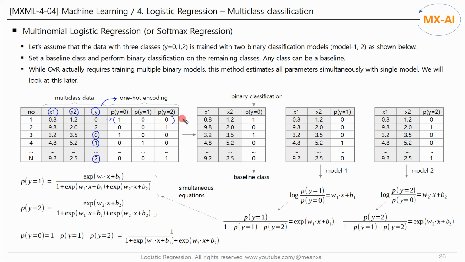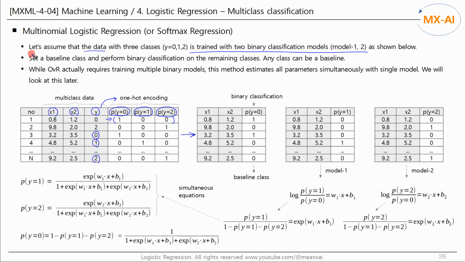The first column is the probability that y is 0. The second column is the probability that y is 1, and the third column is the probability that y is 2. We split this data into 3 data sets as follows. Let's assume that the data sets are trained with 2 binary classification models, as shown below.